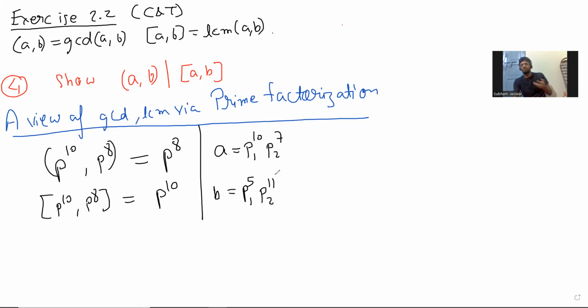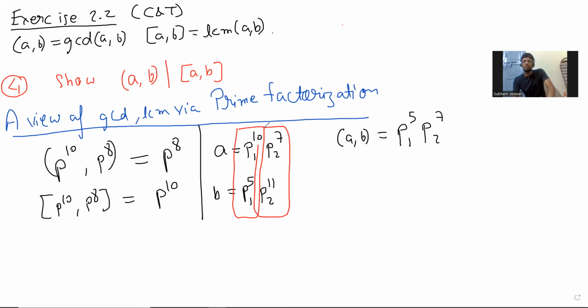Let's just keep it like this. So now what will be the GCF? It is p1 to the 5 and p2 raised to 7. So what is happening? It's one prime at a time. We are taking this prime and focusing on it and calculating the GCF, and then the next one and calculating the GCF. That is all that is happening. And then you obviously multiply the GCFs.